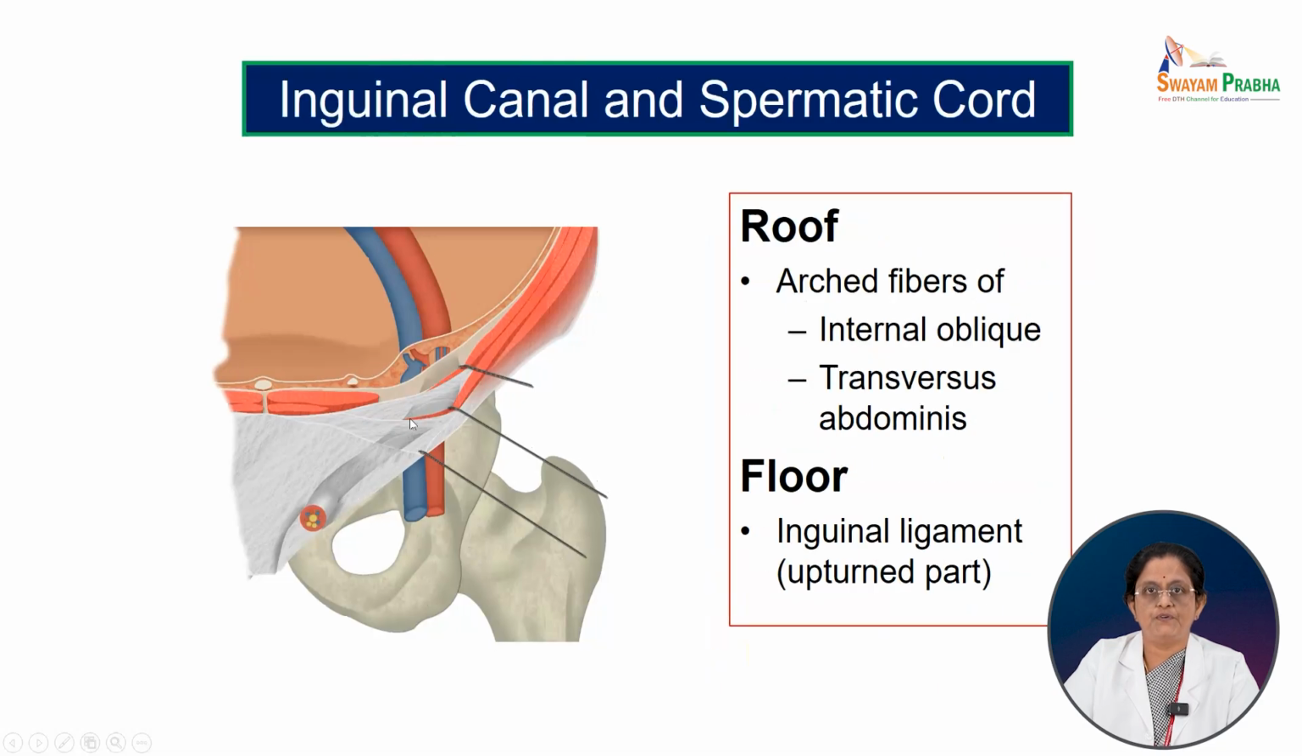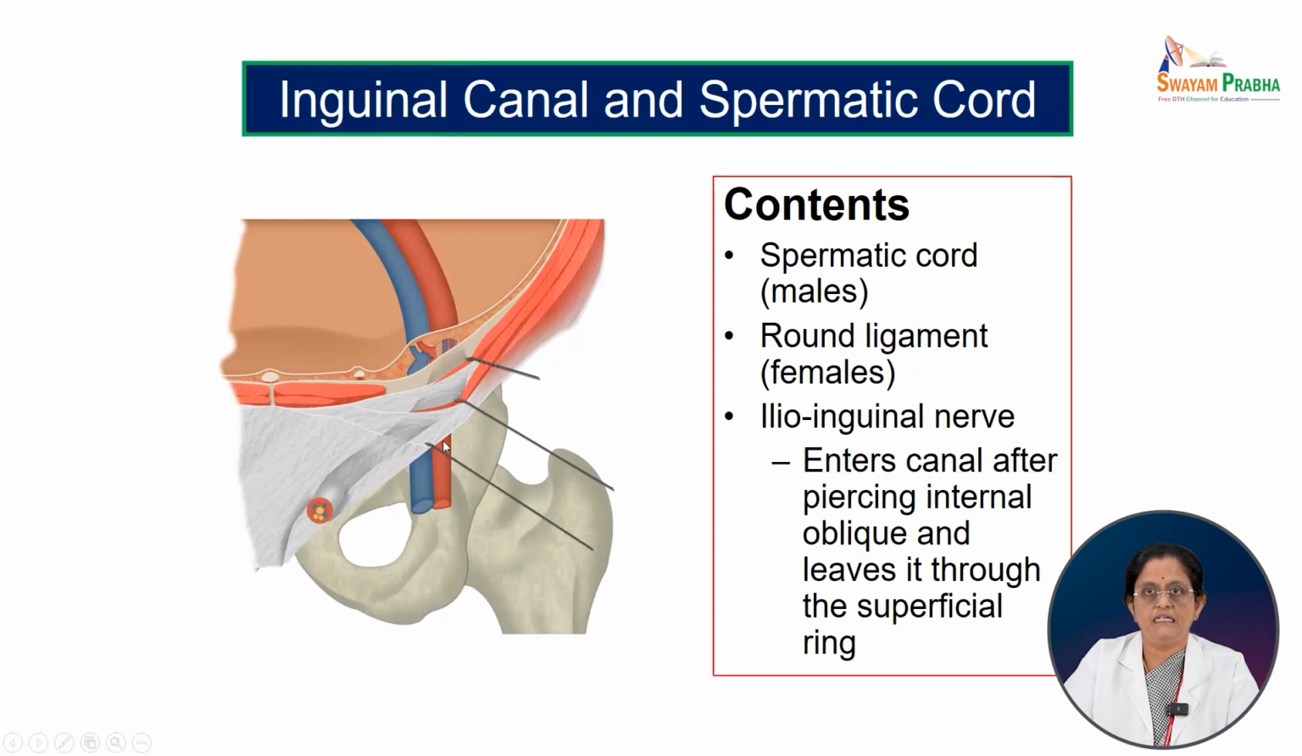Coming to the roof, you can see that it is formed by arched fibers of internal oblique and transversus abdominis. The floor is formed by the inguinal ligament, specifically its upturned part. So, you have an anterior wall, posterior wall, roof and also a floor for the inguinal canal.